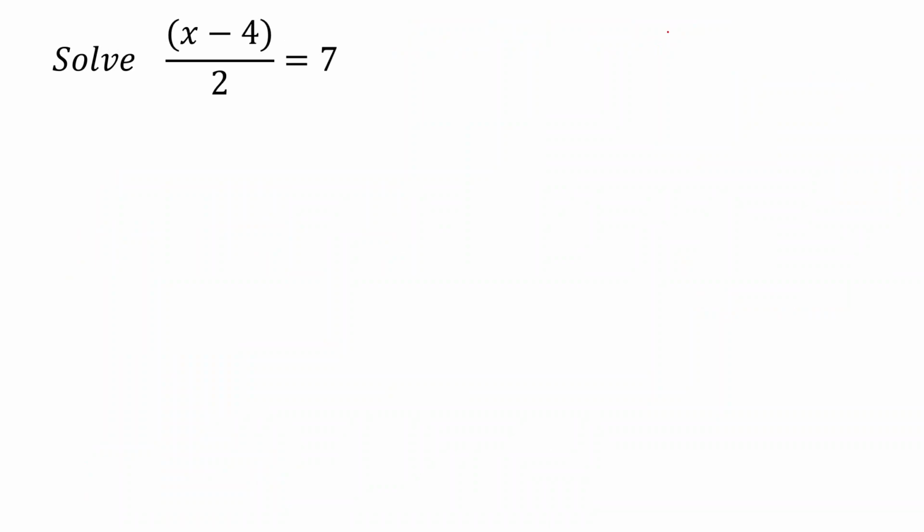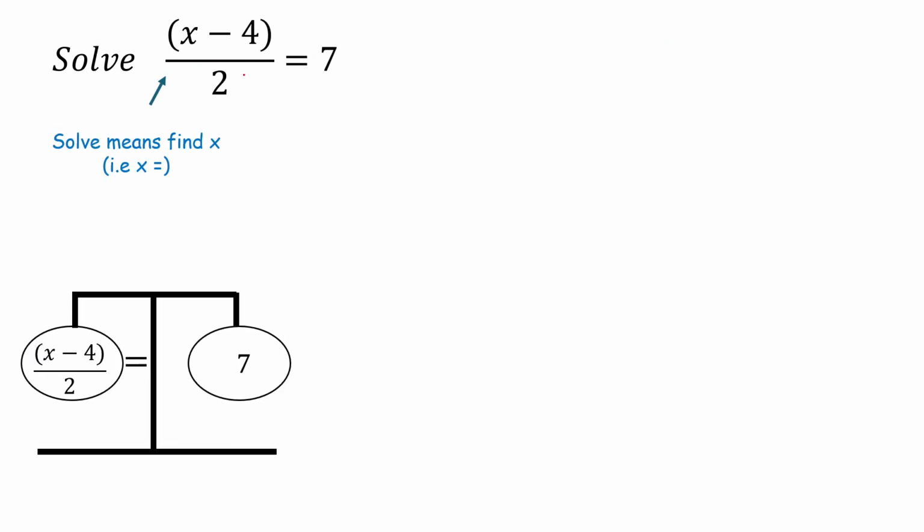Okay, let's look at a second question, which is x take away 4 divided by 2 equals 7. And let's, again, consider this using our scales. So we're currently saying the left-hand side, this part over here, x take away 4 all divided by 2 is equal to, it's in balance with 7.